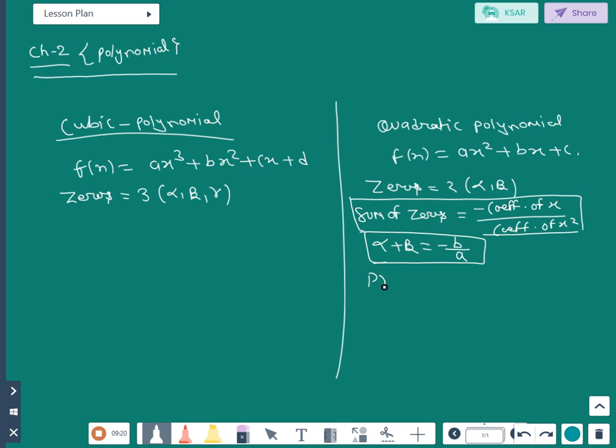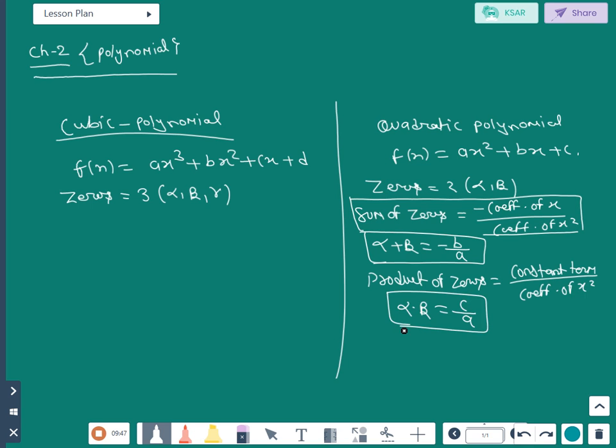Second is the product of zeros. Product of zeros is the constant term divided by the coefficient of x square. The product of zeros, alpha dot beta, is equal to c by a.